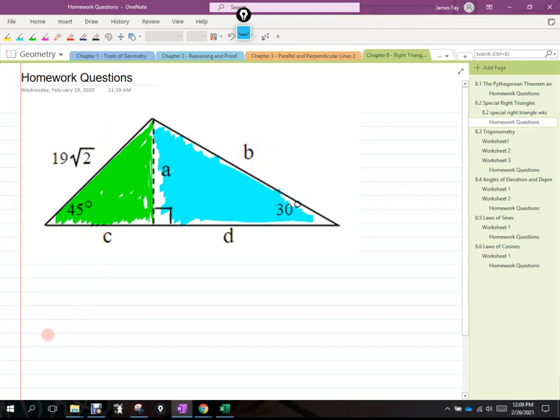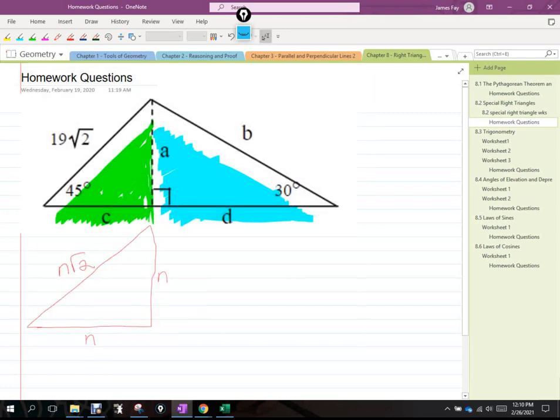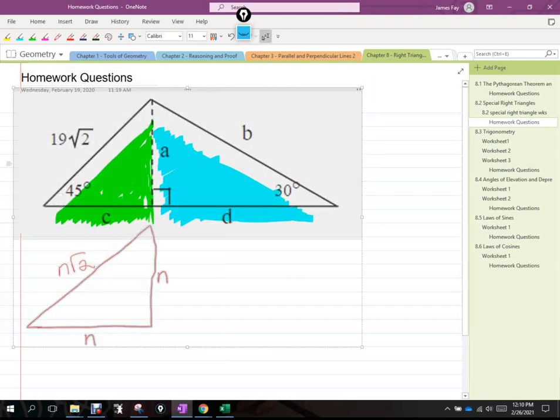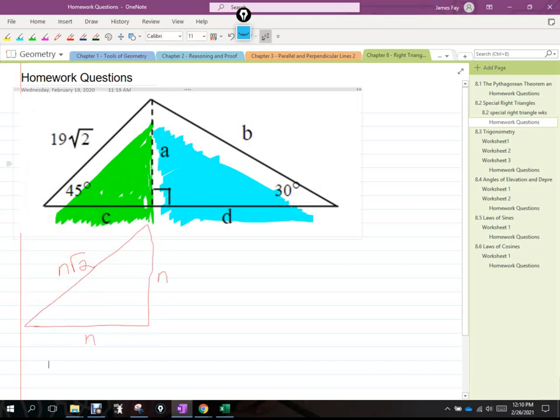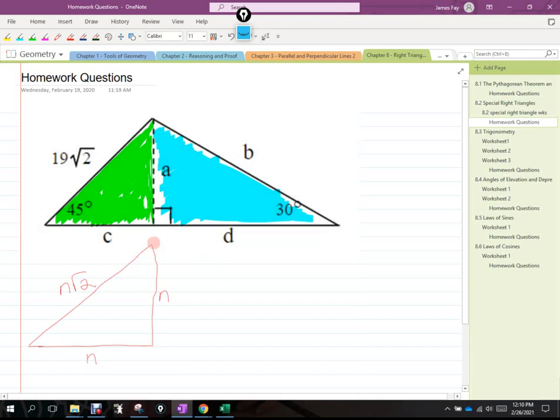So if I look at this triangle here on the left, is it 45, 45, 90? If I put my template of a 45, 45, 90 on top of it, remember this is n, n, n radical 2, if I put that on top, maybe, if I overlap that, what distances overlap? It's n radical 2 and 19 radical 2. Okay? So that right there is going to generate my equation.